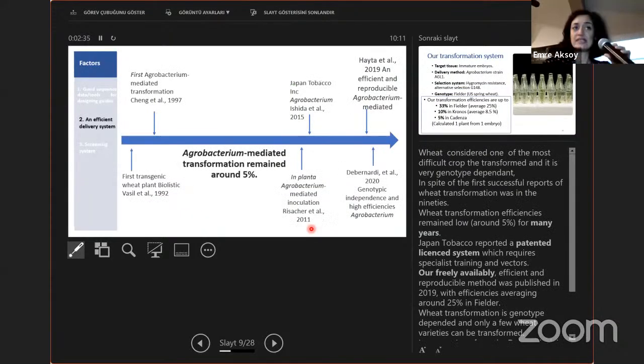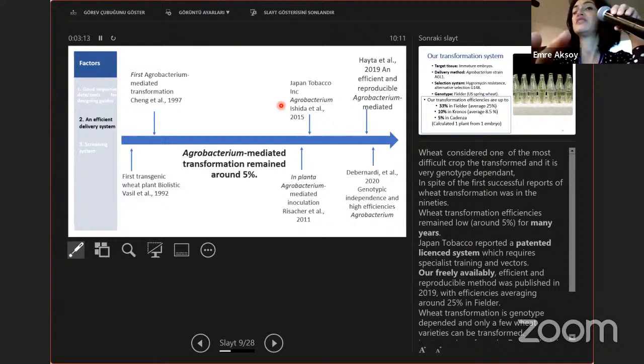The second factor is an efficient delivery system. Wheat is considered one of the most difficult crops to transform, and it is very genotype dependent. The first transgenic plant was obtained in the early 90s, while Agrobacterium-mediated transformation efficiency remained around 5% after that. There was a remarkable protocol in 2015, but it is a patented, licensed protocol that requires special training and vectors, so it can't be used very widely. Our open access protocol was published in 2019. It is an efficient protocol, but still genotype dependent.